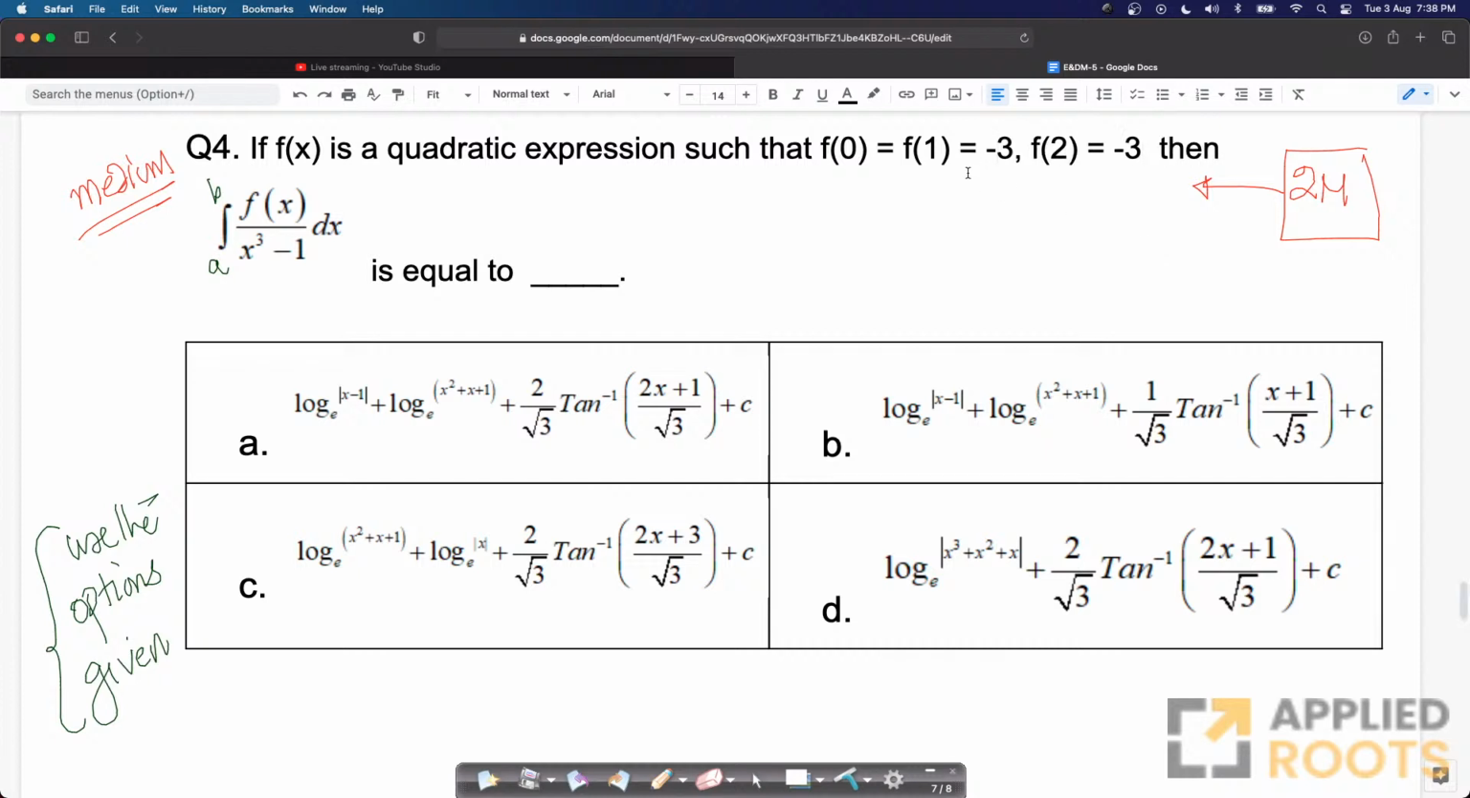One second. F0 should be -3. Okay. F1 should be -3. I'm just cross-checking it because I think in my notes I solved it slightly differently. Probably I made a mistake copying the question. Just a second, please. Yeah, so there is a small typo here. I'm sorry. Apologies for that.